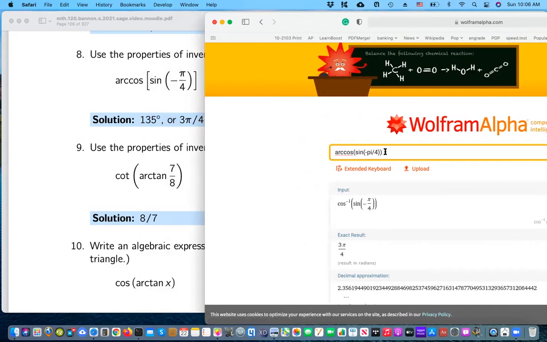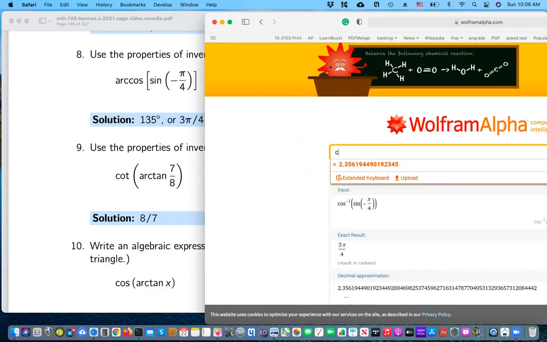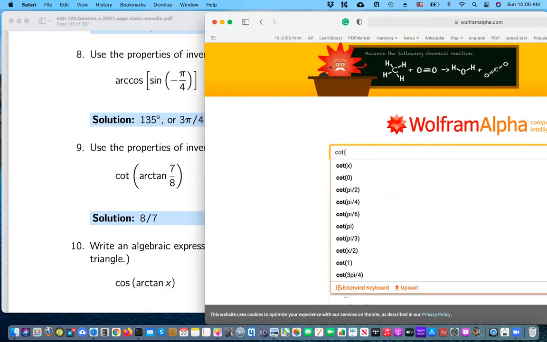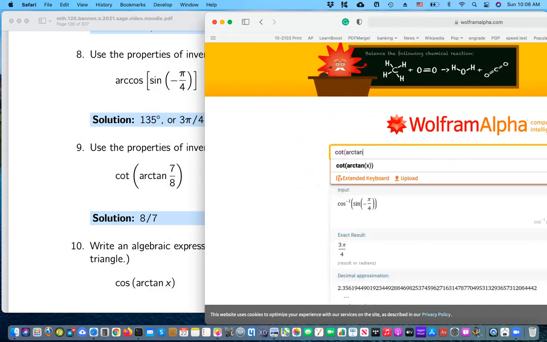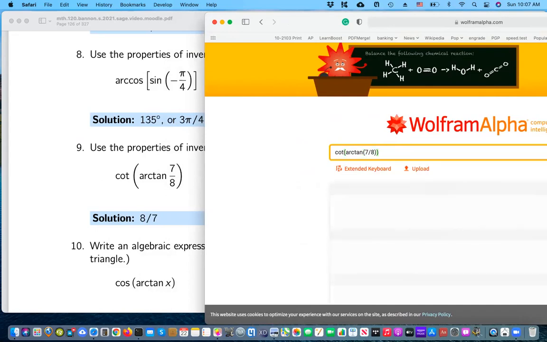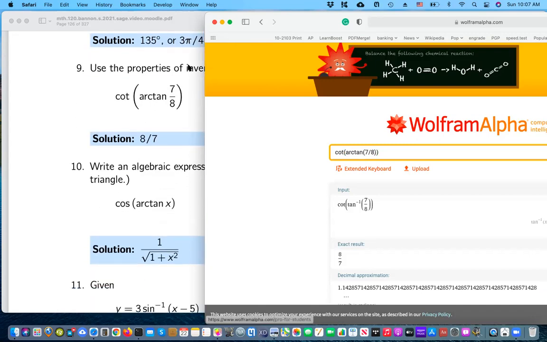Let's do this one. I'll go back to stage in a second, but cotangent of arctan of 7/8. So it gives us 8/7. It's exactly what we expected to get. I'm going to go back to graphing.